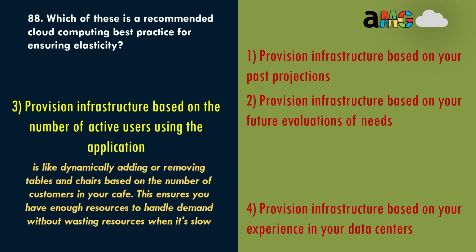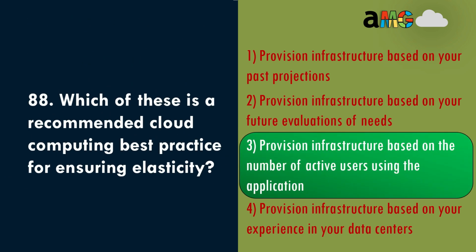Option 3, provision infrastructure based on the number of active users using application is like dynamically adding or removing tables and chairs based on the number of customers in your cafe. This ensures you have enough resources to handle demand without wasting resources when it is slow. Alright, so this, my friend, is the correct answer.